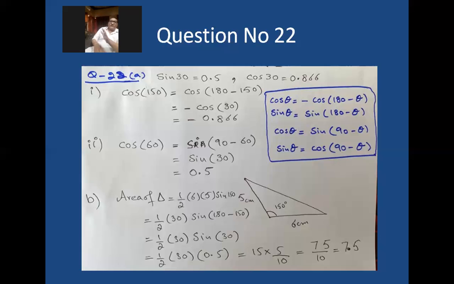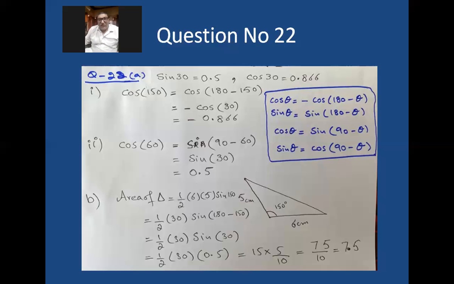So that's the idea. Okay, another very important thing is the angles which are complement to each other. Complement means their sum is 90. So for example, 60 and 30, they are complement of each other. 60 and 30, they are complement because their sum is 90. So they are complement of each other.